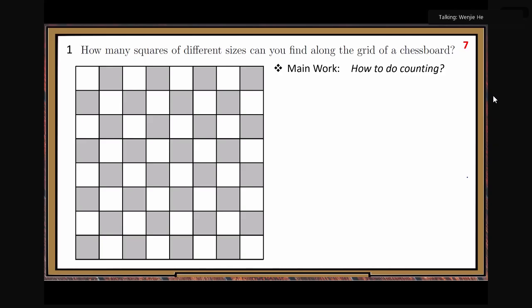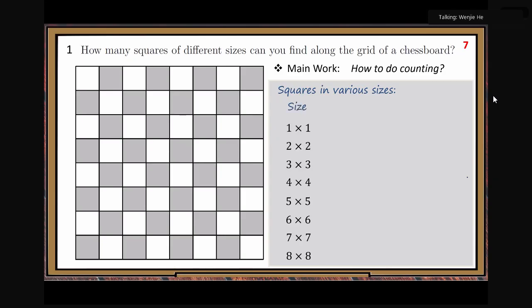Let's do the counting. Squares in various sizes, in 8 different categories. We have these 8 different sizes. So 8 different categories. Now let's do the count in each size, each category.